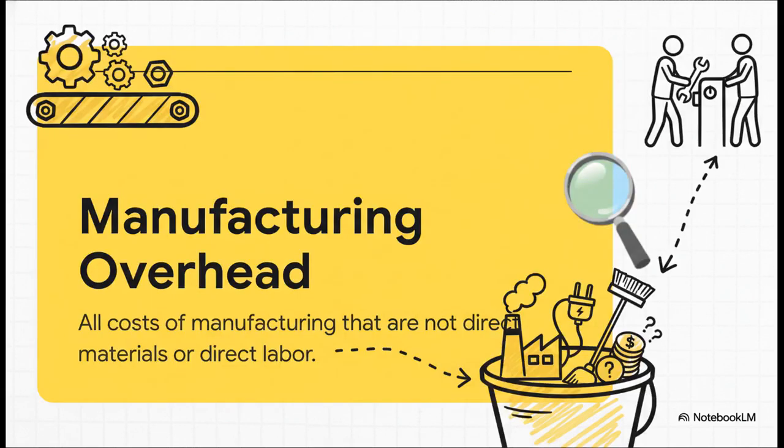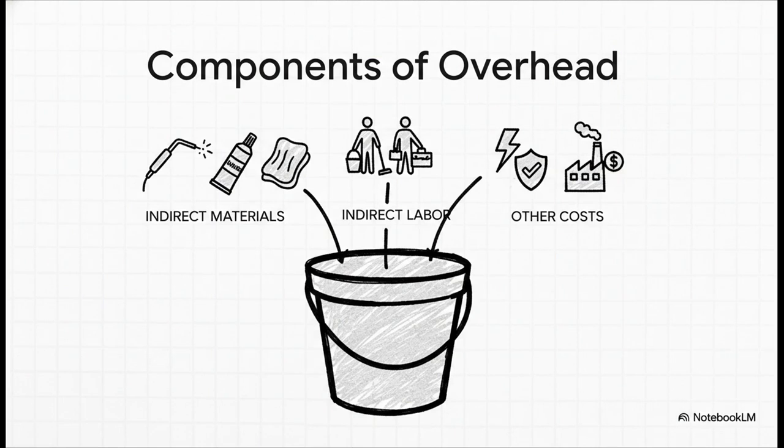And that brings us to the key term for today, manufacturing overhead. It's really just the official name for this big bucket of other costs. The rule is simple. If it's a cost of manufacturing, but it's not direct materials or direct labor, boom, it's overhead.